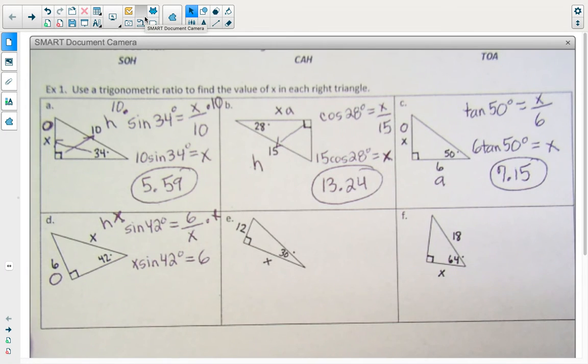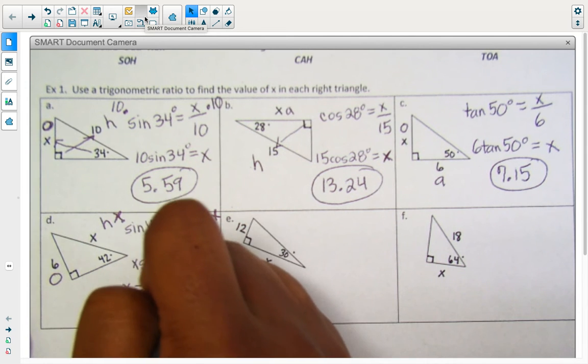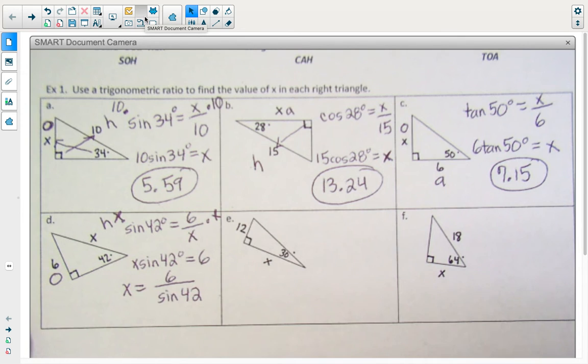Now we got one more step. I'm not trying to get 6 by itself. We're trying to get x by itself. This is x times the sine of 42 degrees. The opposite of multiplying is to divide. We're going to divide both sides by the sine of 42. So x is equal to 6 divided by the sine of 42 degrees.